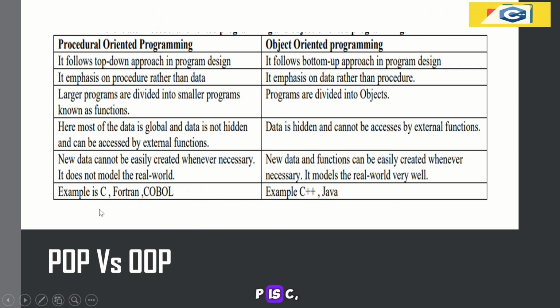Examples of POP are C, Fortran, COBOL. Examples of OOP are C++, Java and Python.